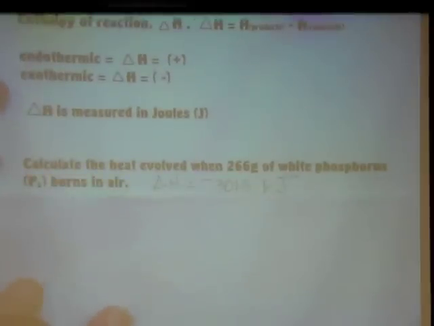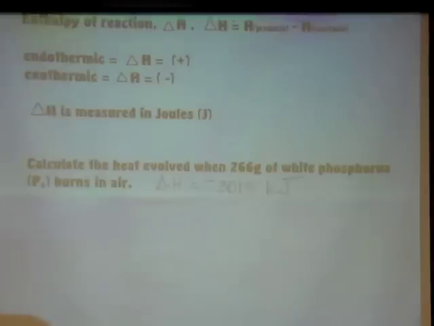So let's calculate the heat evolved when 266 grams of white phosphorus burns in air. And you guys, in this case, we are given the delta H. So we know the delta H for this reaction. Delta H, change in heat, is equal to negative 3,013 kilojoules. So because delta H is negative, is this reaction endothermic or exothermic? The reaction is exothermic. That the products have stronger bonds in them than the reactants.